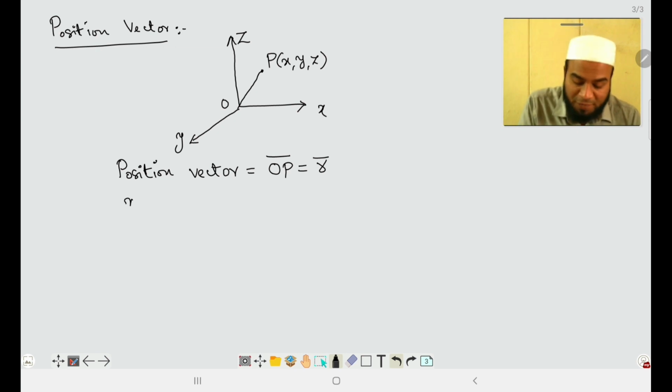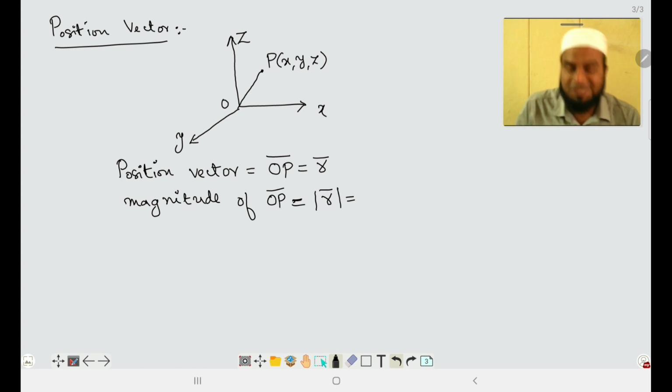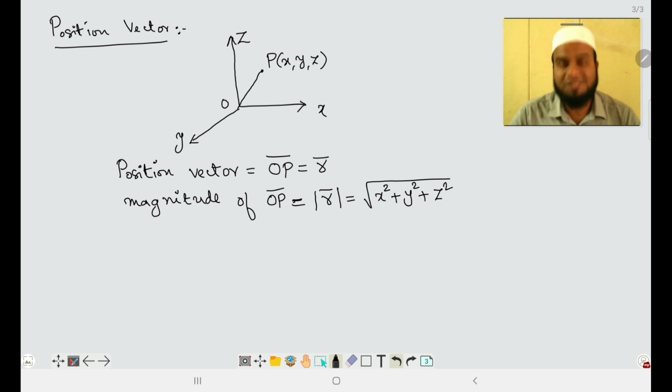Then how do we define the magnitude of position vector? Magnitude of OP bar, how do we find it? Notation for magnitude is mod r bar, which is defined to be the square root of x coordinate square plus y coordinate square plus z coordinate square. So this is how we find the magnitude of position vector, right?